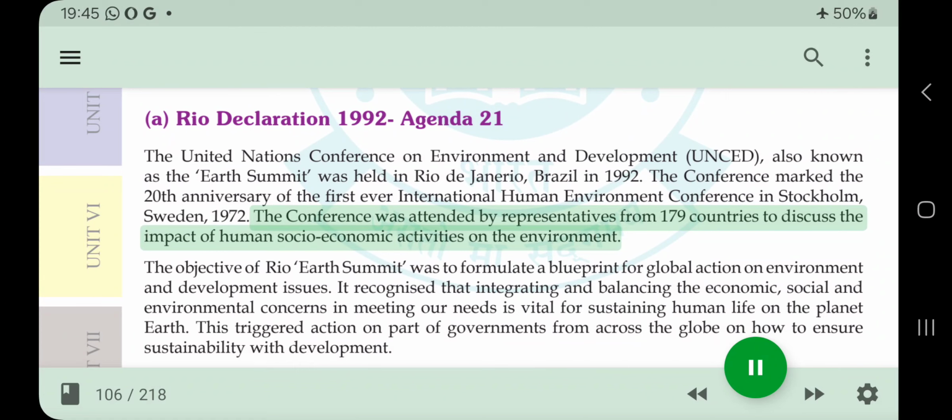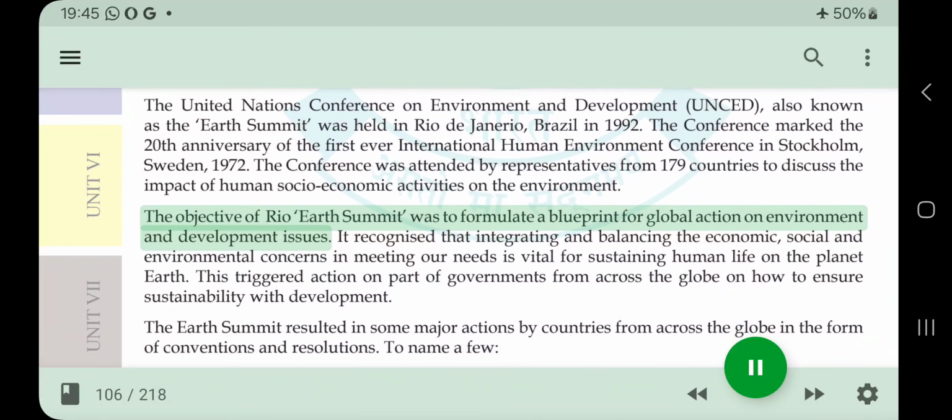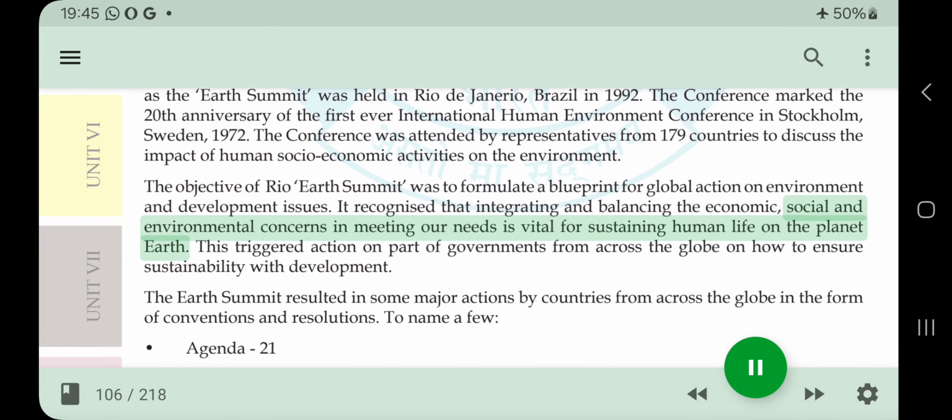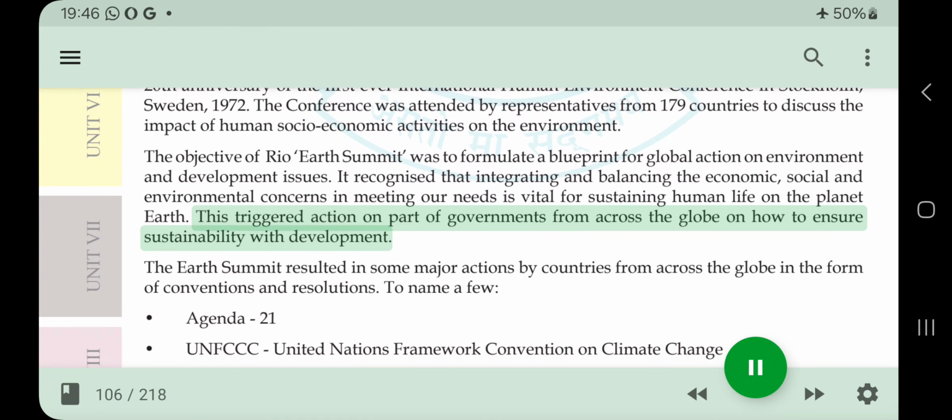the environment. The objective of Rio Earth Summit was to formulate a blueprint for global action on environment and development issues. It recognized that integrating and balancing the economic, social, and environmental concerns in meeting our needs is vital for sustaining human life on the planet Earth. This triggered action on part of governments from across the globe on how to ensure sustainability with development.